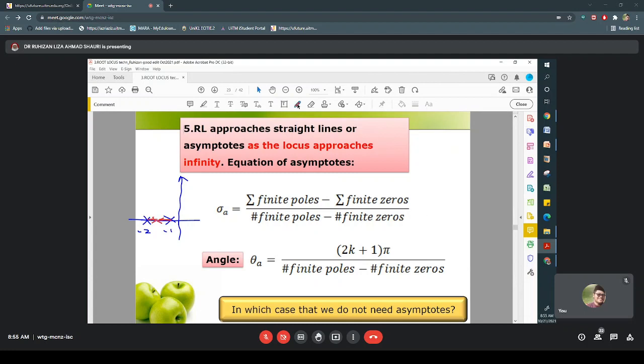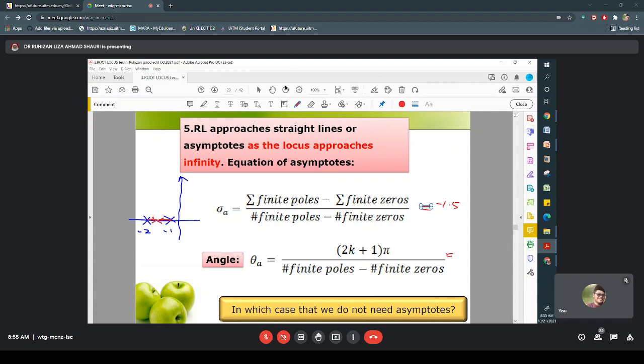2. Okay, so your answer is? Negative 1.5, yes, 1.5 or 3 over 2. Okay, so what about the angle there?